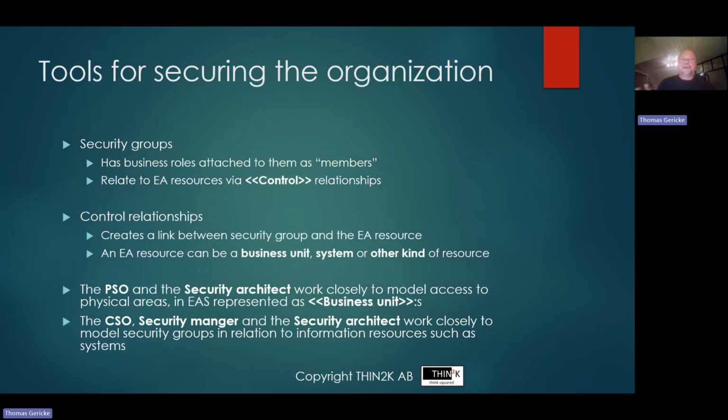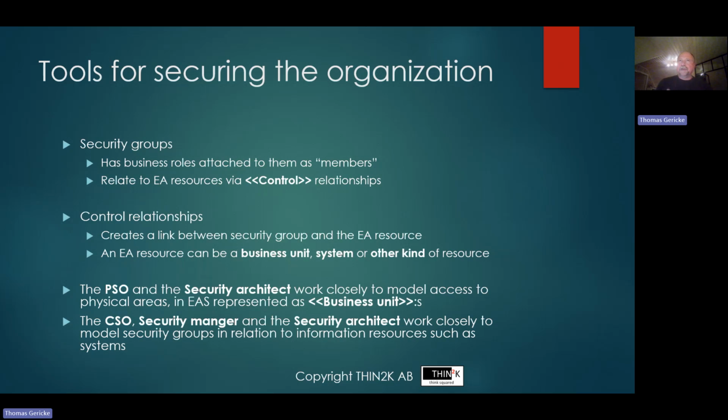So what the control relationship does is that it creates a link from the security group to the EA resource. And the EA resource can be something that relates to the physical world, like a business unit or entrance to those facilities, or it could be a system or information entity. Anything in the body of the EAS or the enterprise model can be controlled by a security group. And a security group can be interpreted like an AD group if you're in the Microsoft world, for example, or it could be something else. But that is the entity that the security architect works a lot with, the security group in combination with control relationships.